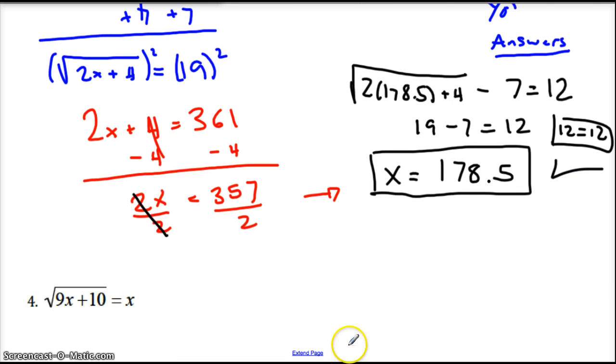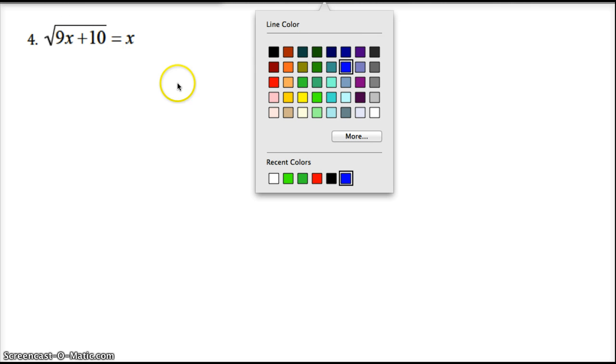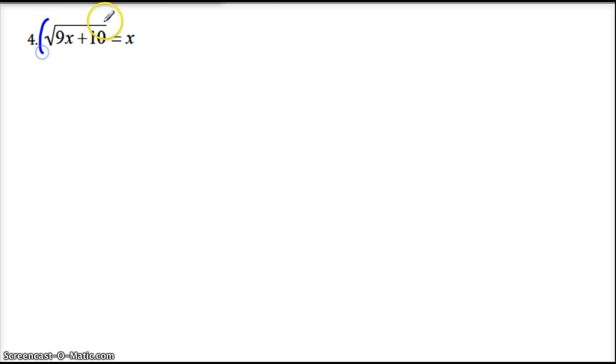All right, second one. Let's give this guy a shot. Well, look at that. It's already isolated. So all we have to do is start off by squaring both sides to get that radical away. So since it's already isolated, let's just do some squaring. When I square, I get this radical to go away. So it's just 9x plus 10 is equal to x squared.